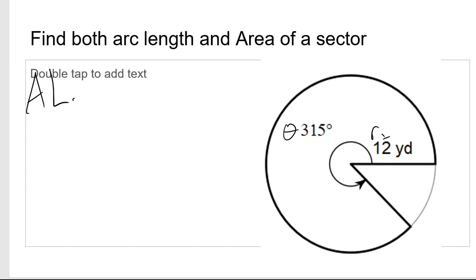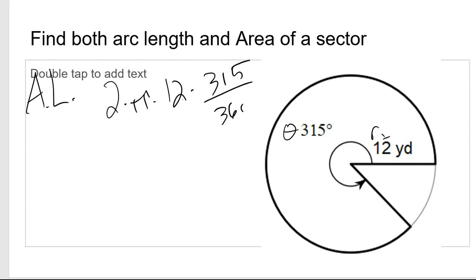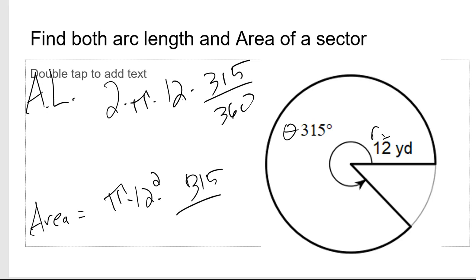Alright, so for this one we got my radius right here, and here's my angle. To find arc length, I'm going to do 2 times pi times r. Let's actually just replace r, so I have to write it all over again. 12 times 315 over 360. To find area, we're going to do pi times 12 squared times 315 over 360.